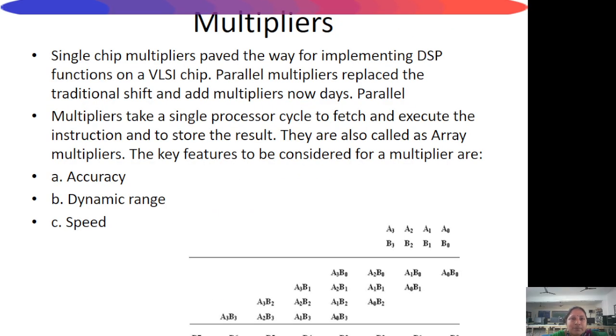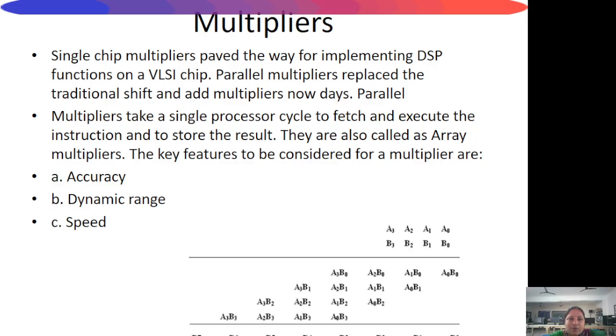Next, we see about one of the computational blocks, that is the multiplier. Multipliers play a crucial role in DSP systems. Early processors used shift and add multipliers, which were slow. Modern DSPs use single chip parallel multipliers. These multipliers can complete an operation in one processor cycle. Parallel multipliers are also known as array multipliers. They significantly improve processing speed. This allows DSPs to handle real-time applications effectively.